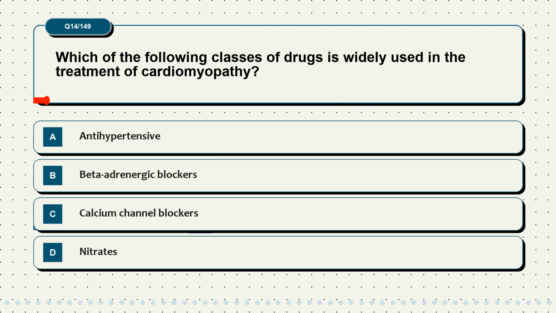Question 14. Which of the following classes of drugs is widely used in the treatment of cardiomyopathy? Here are the options. Option A, antihypertensive. Option B, beta-adrenergic blockers. Option C, calcium channel blockers. Option D, nitrates.